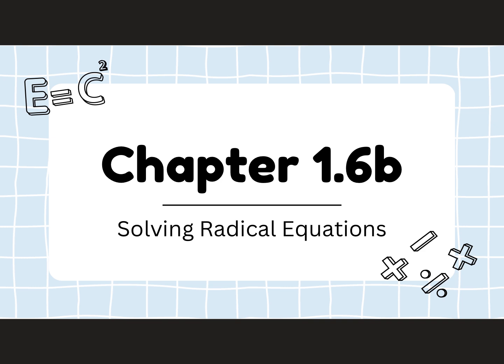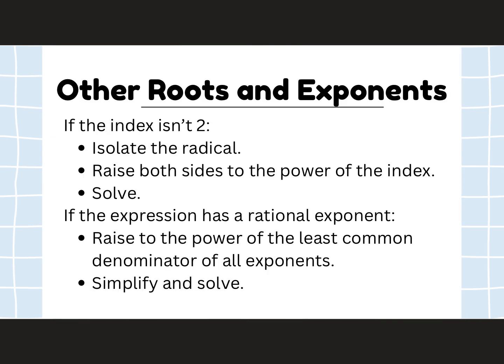We got to plug them in to make sure that they work. If they don't, you just cross them off. They're called extraneous. You only have to do that with square root. Fourth root, fifth root, those ones you don't have to go back and check. So today we're going to talk about this bottom section. If the expression has a rational exponent.